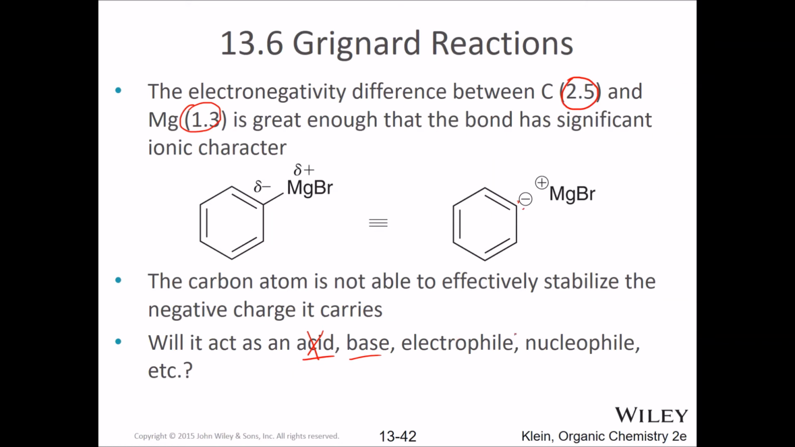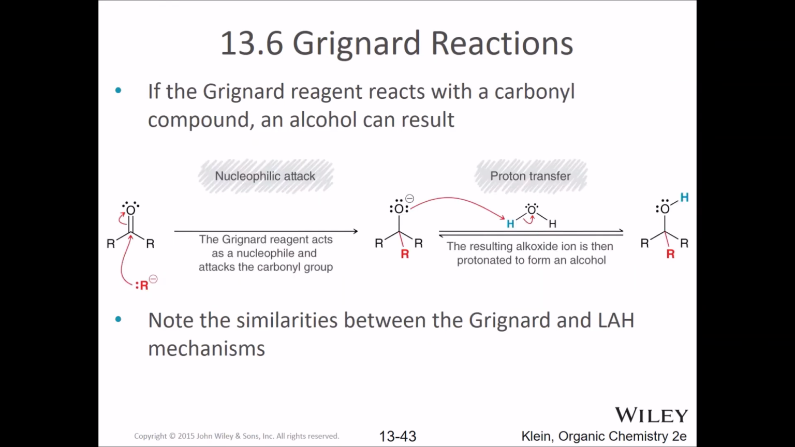Electrophile? No, it's an electron donator. It's not going to be a lover of electrons. Nucleophile? Yes. Okay, so now let's look at some nucleophilic reactions. So now we effectively have a lone pair of electrons on a carbon that comes in just like you saw before and attacks a trigonal planar carbon.